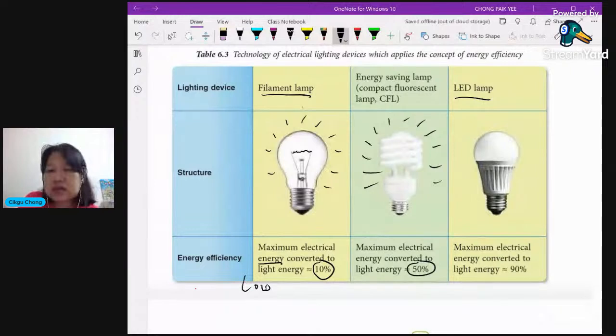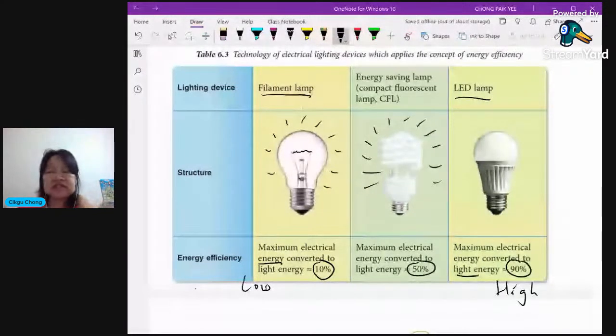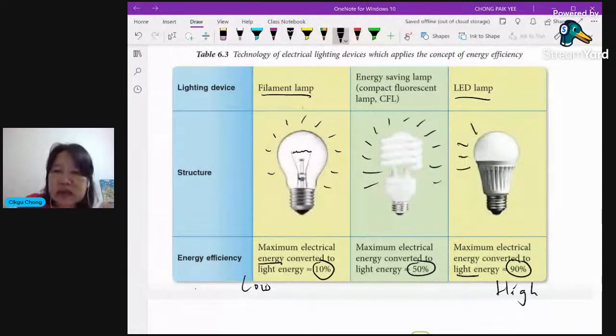That means the energy efficiency is 90%. Wow, it's quite high. Okay, so anything above 60 or 70 is considered good. Definitely 90 is considered very good really. That means out of the electricity that we give, the majority of the energy will be used to make light, while only very little will become heat.